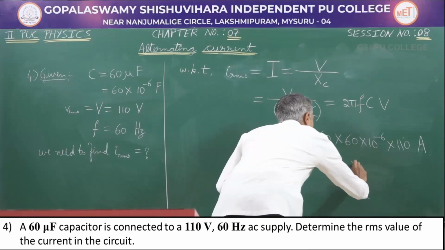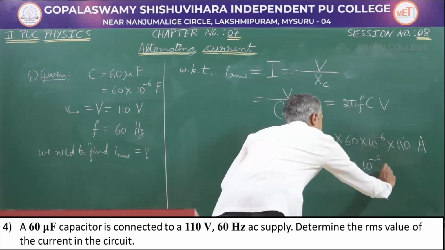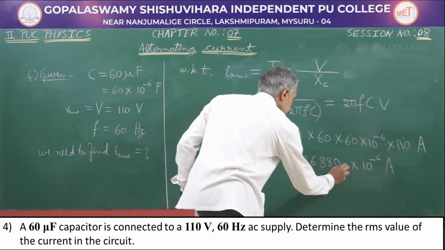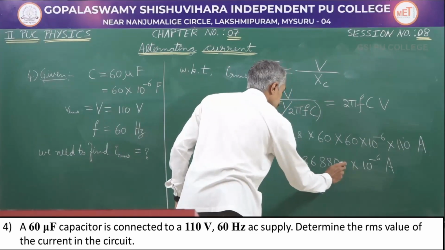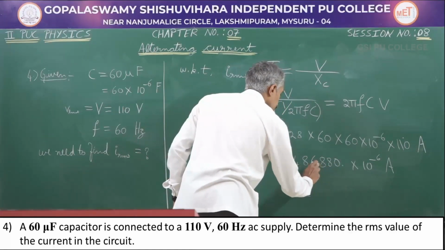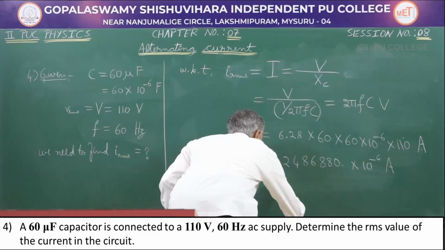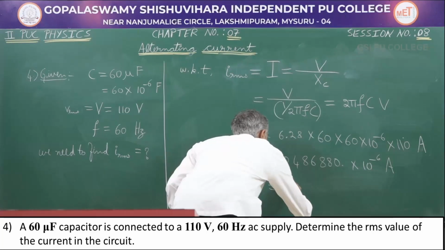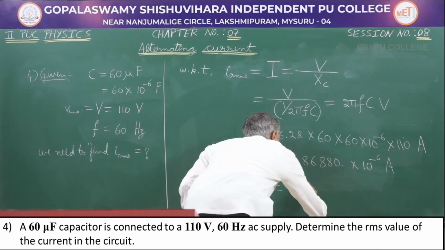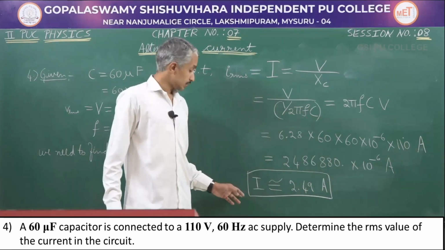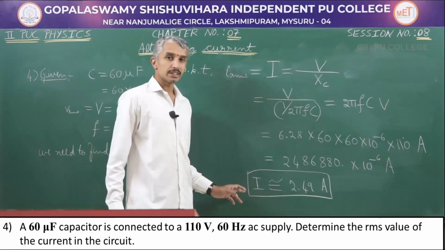We will get the value as 2486.880 into 10 to power minus 6 ampere. 10 to power minus 6, so shift the decimal place 6 places to left: 1, 2, 3, 4, 5, 6. So this is very nearly equal to 2.49 amperes. So this is the RMS value of the current in the circuit.